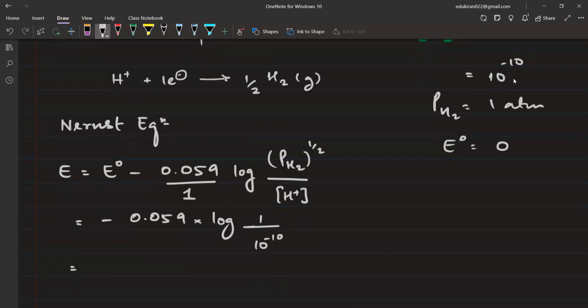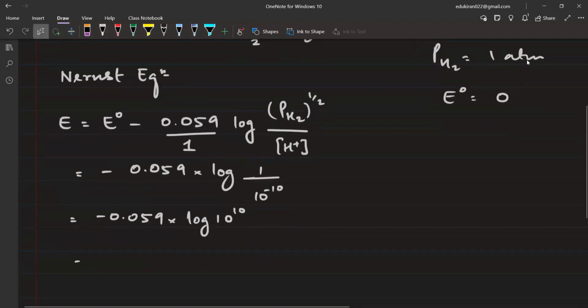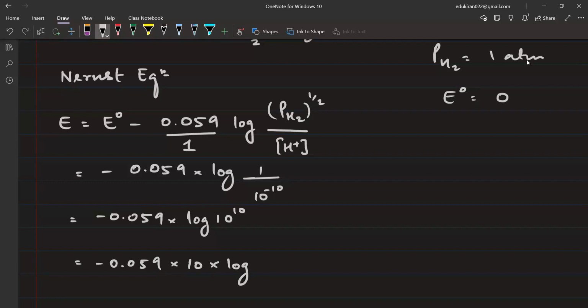Here you are going to write minus 0.059 into log of 10 to the power minus 10. Minus 10 will go above, it will become what? 10 to the power 10. Is that right? Now, minus 0.059 into this 10, what will it be? It will come down. It will become 10 into log 10. And log 10 is equal to 1. So this will be equal to minus 0.59 volts.